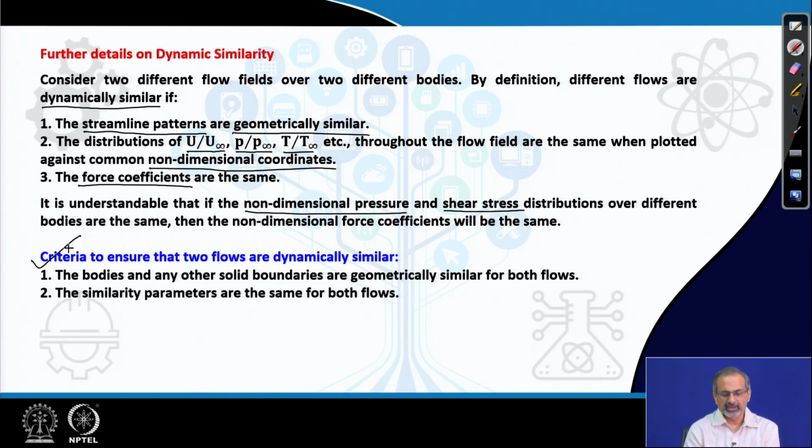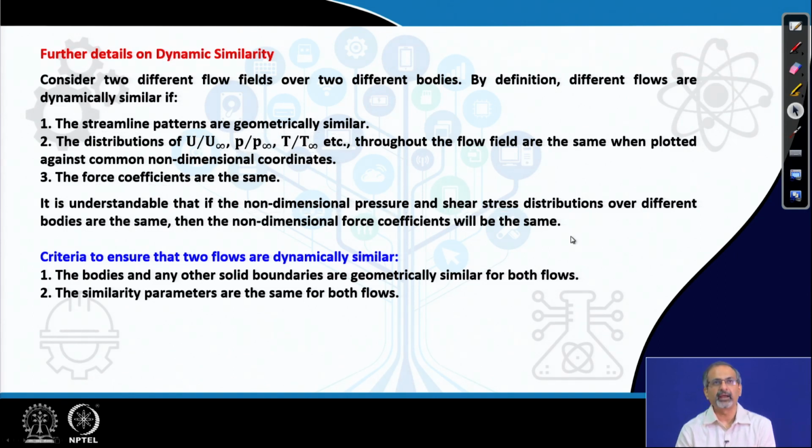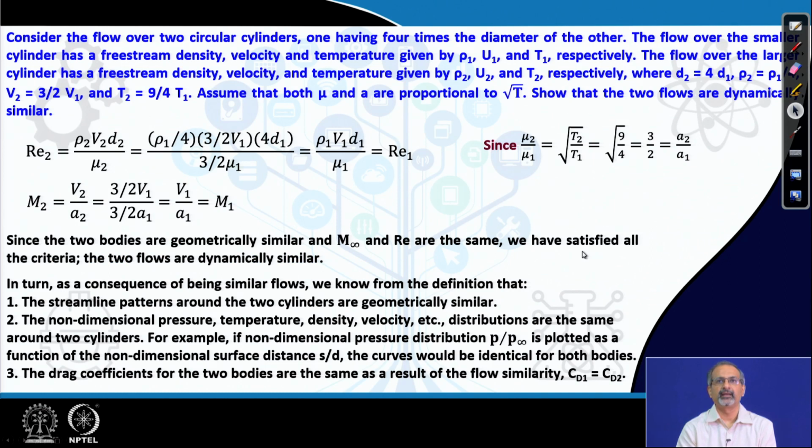The criteria to ensure that two flows are dynamically similar are that the bodies and any other solid boundaries are geometrically similar for both flows, and the similarity parameters which are relevant for the flows are the same for the model and the prototype. So, now we have sufficient background to understand dynamic similarity, and we will try to solve a small problem.